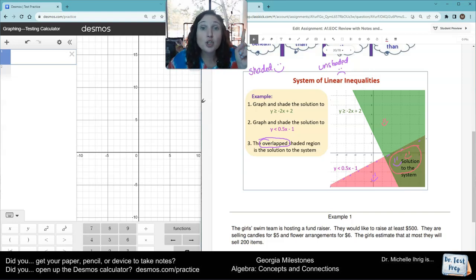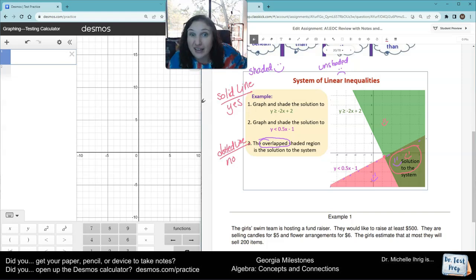Now, they are going to try to trick you sometimes. They might put a point right here, and that would be no. Why would it be no? If it is a solid line, it's a yes. If it's a dotted line, in this case, the pink line is dotted, it is a no. So we need to have two yeses or two smiley faces. We're good to go. If we have one yes and one no, forget it. The answer is no. One no cancels all those yeses. It has to be yeses.